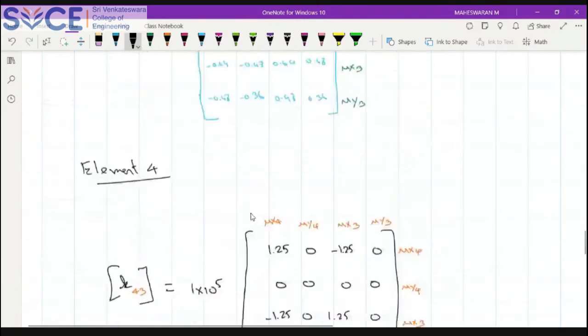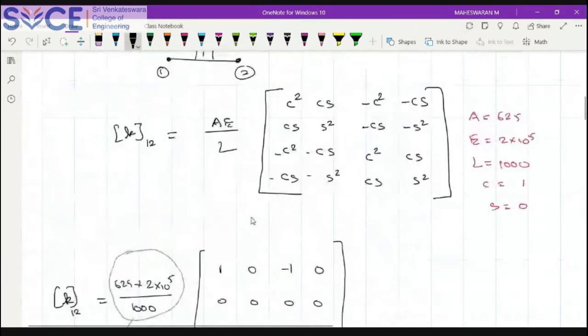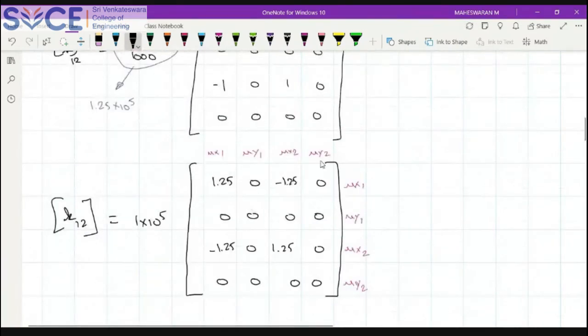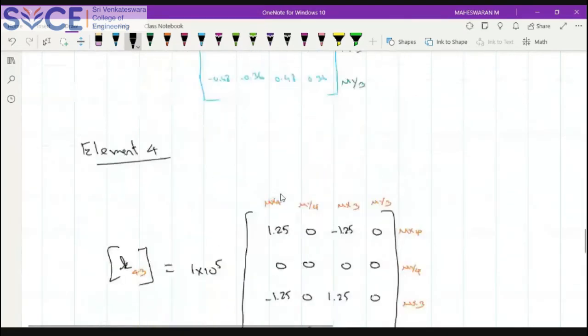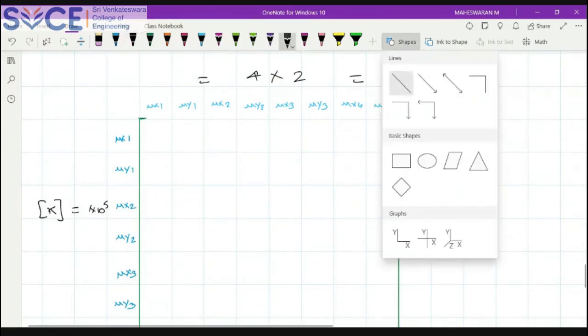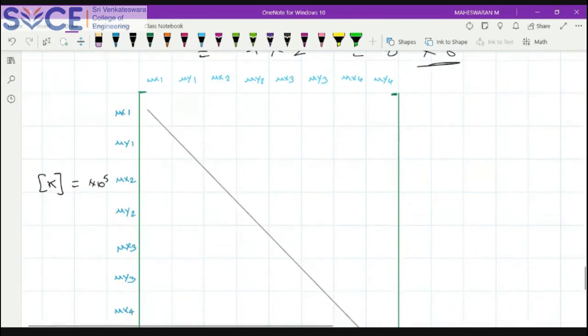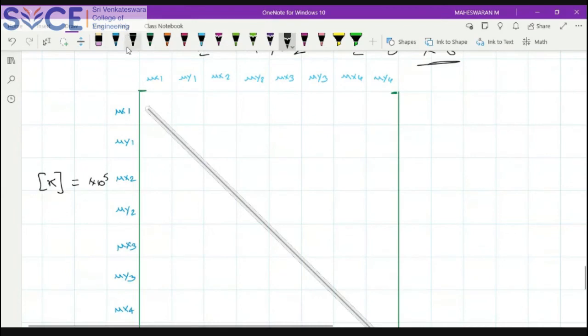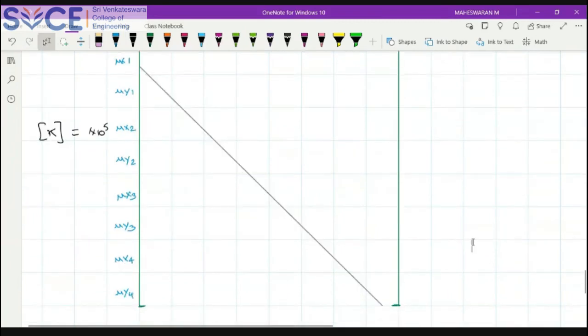So we start with element 1. Element 1 is connecting 1 and 2. In that case, these terms you will be getting: 1.25, 0, minus 1.25, this thing. So I will write it here. I'm going to write only the upper triangle, not the lower triangle, because I don't want to waste time. Only the upper triangle, whatever is just on the top. So let me write it accordingly.